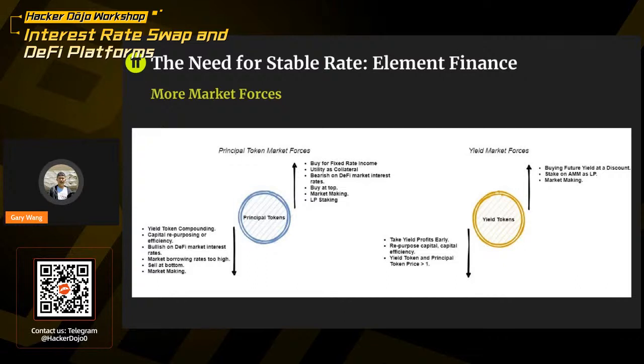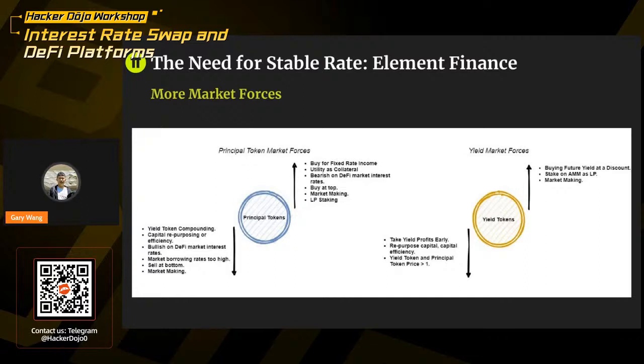And the other thing, longing and shorting yield tokens can also happen with the design of the Element Finance protocol. For example, if you long yield tokens, you are buying the future yield at a discount. For example, maybe you can purchase more yield tokens and redeem them as a whole in the future for the accrued yield. Also, you can stake the yield tokens on AMMs as liquidity providers. That is similar to the usage of principal tokens. And also you can use the yield tokens for market making.